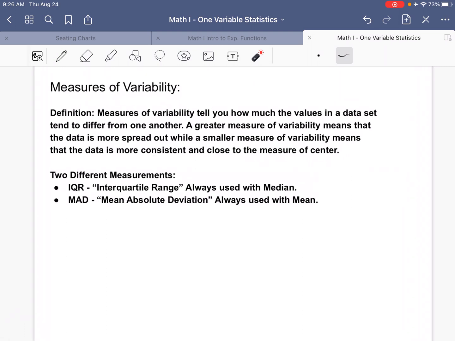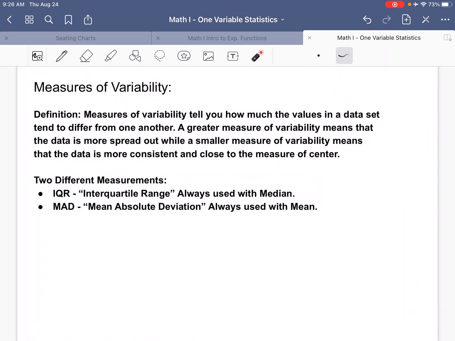Now, measures of variability. A measure of variability tells you how much the values in a data set tend to differ from one another. A greater measure of variability, so a bigger MAD or bigger IQR, are two different measures of variability, means that your data is more spread out. A smaller MAD or a smaller IQR means that your data is more tightly grouped together. The data is more consistent. It's close to the center, the measure of center, the mean or the median.